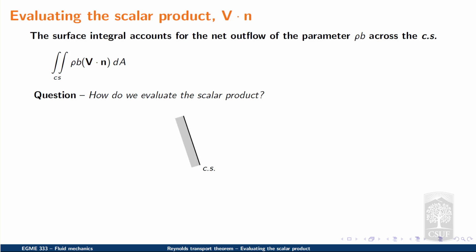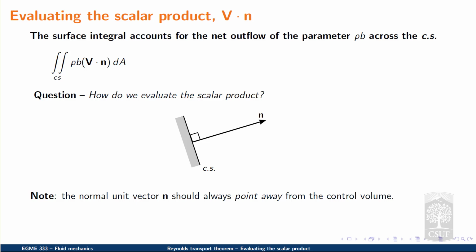In general, if we look at a control surface, each point in the control surface consists of a local unit vector little n that always points away from the control surface and is oriented perpendicular or normal to the control surface. Again, the normal unit vector, bold little n, always points away from the control volume.